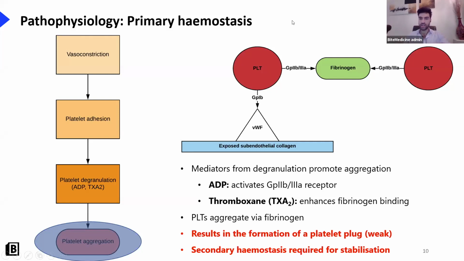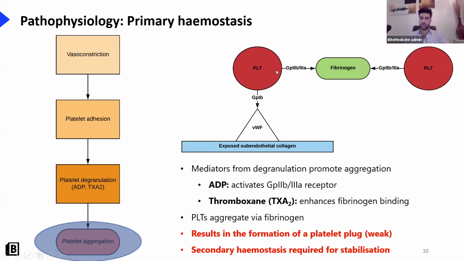In order to strengthen this platelet plug, you need the coagulation cascade. So that's primary hemostasis in a nutshell. That's everything you need to know about primary hemostasis. And all of these little chemicals, GP1B, GP2B3A, they're all important because they all crop up later when we're discussing various diseases.